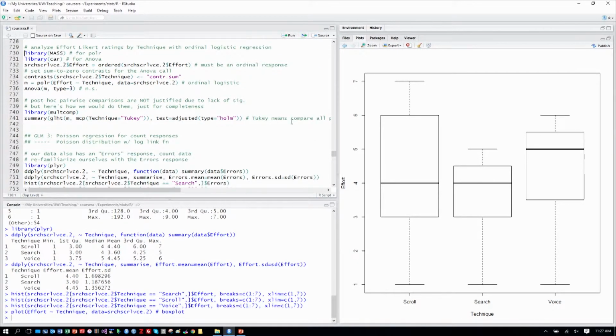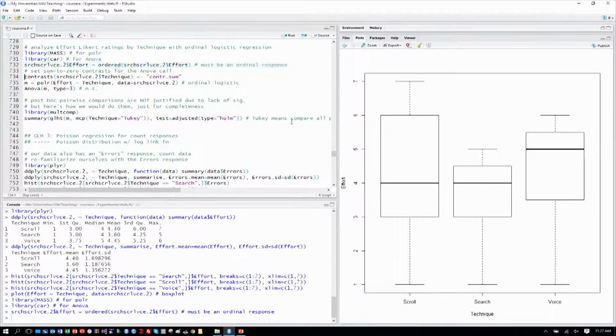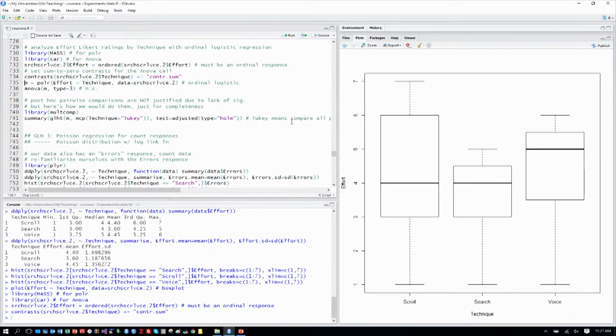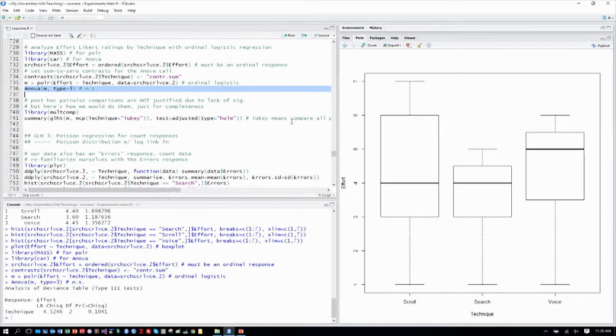Okay, so then we are going to load a couple of libraries for the ordinal logistic regression. And we're going to make sure that the effort column is coded as an ordered column. We need an ordinal response here for this call to polr, P-O-L-R, which is the ordinal logistic regression call, to work properly. Because we're going to use the capital A Anova command, we'll set the contrasts as we described earlier. And then we'll do the ordinal logistic regression. We've stored that result in m, that model, and then we'll report the Anova on that.